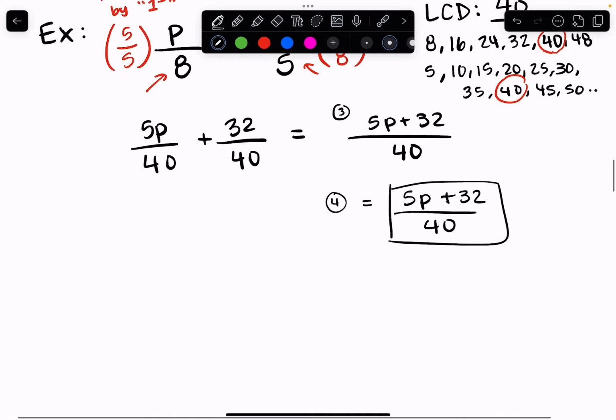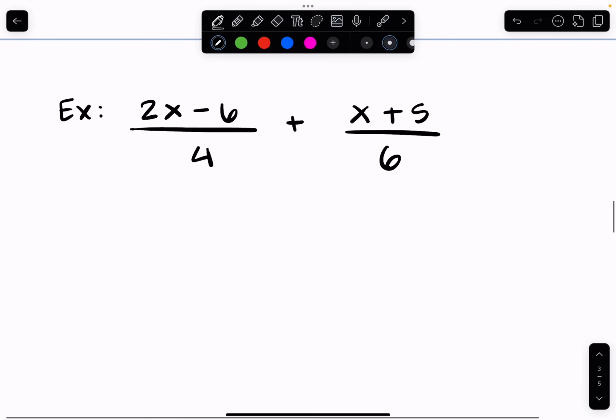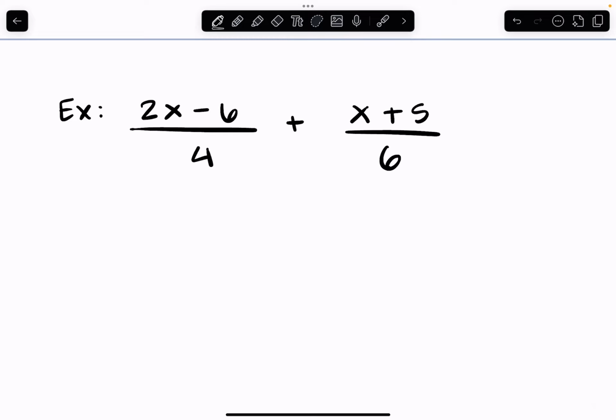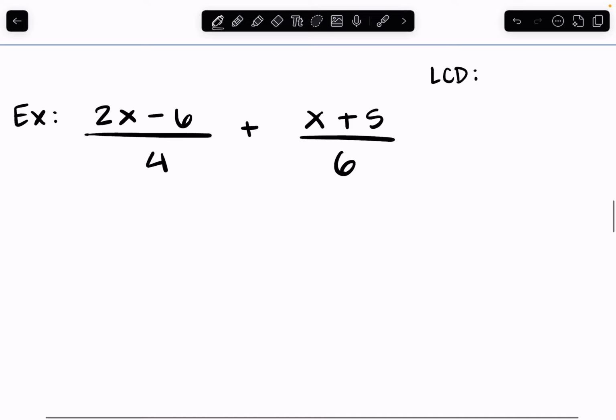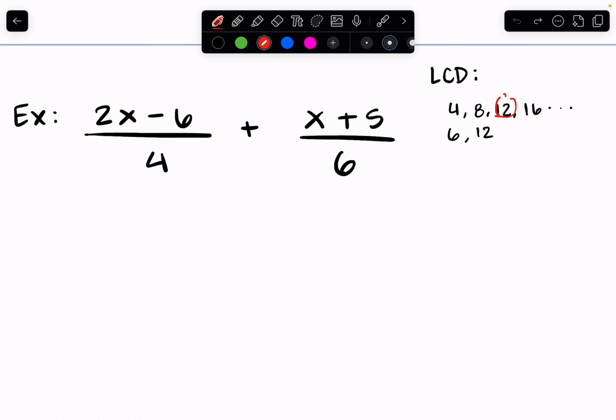Let's go ahead and do another one. So again, step 1, check to see are your denominators the same. This one is not, so we need to find an LCD. So again, we just have numbers here. So list out your multiples of 4 and 6. So 4 times 2 is 8, 4 times 3 is 12, 4 times 4 is 16. All right, 6 times 1 is 6, 6 times 2 is 12. Ooh, there it is. So we have 12 and 12. So 12 is going to be the LCD.